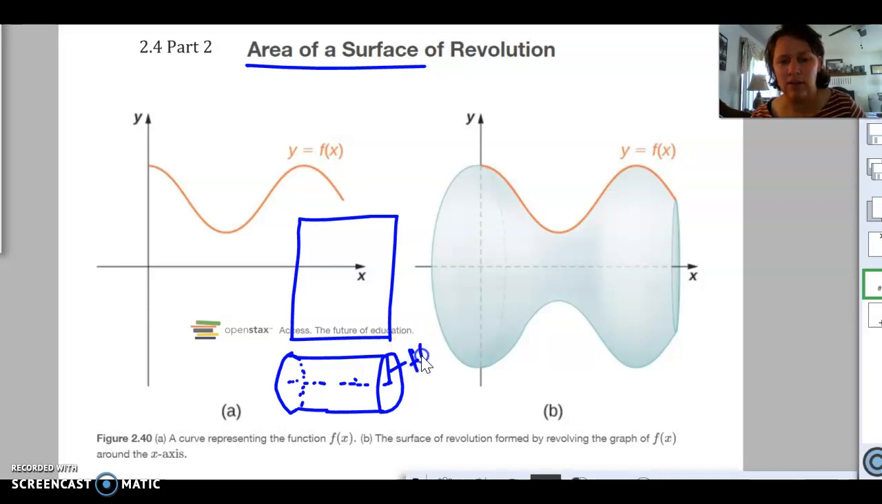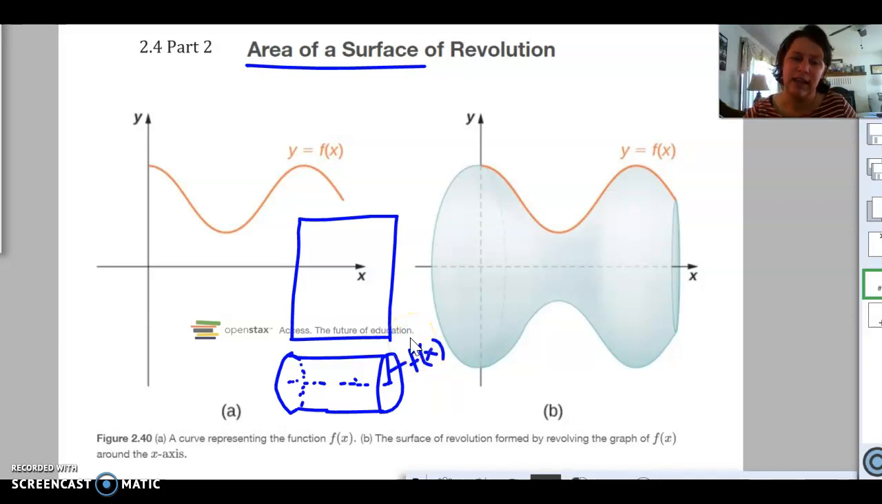So the height or radius of the end of our can is now f of x, because we're going around the x-axis, not around the y. So I don't want you guys to get confused. I just want to make sure you know that when you're doing the shell method, we're going to use 2 pi x because we're using that diameter of a circle still, but we're going around the y-axis. This time we're going around the x-axis.